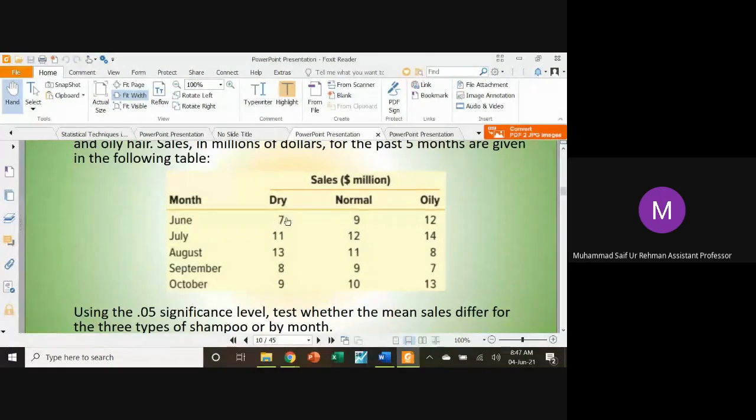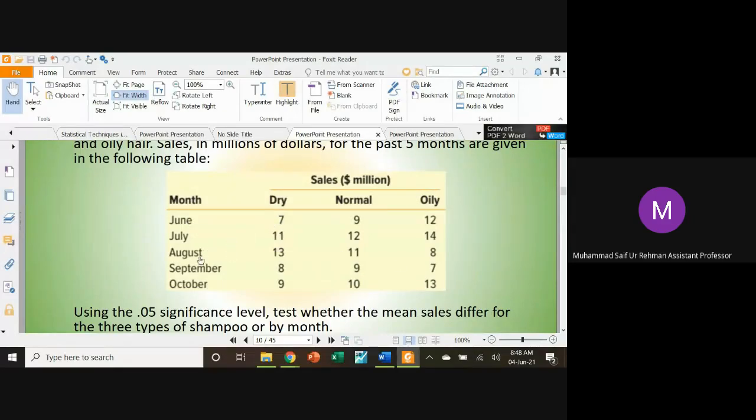million was the sale for dry shampoo. And we see that in June, $7 million sales were there. So at the same time, this 7 is for the dry type of shampoo, and at the same time for the month of June. So similarly for others.